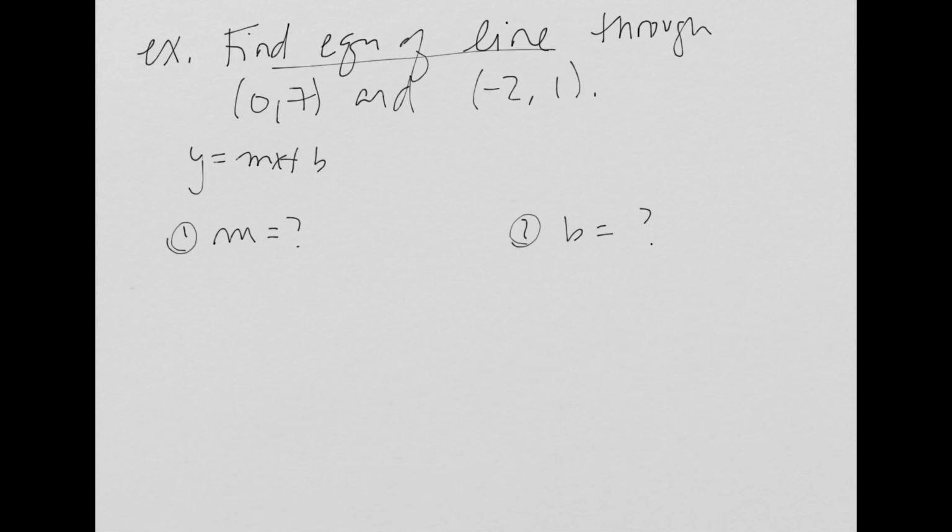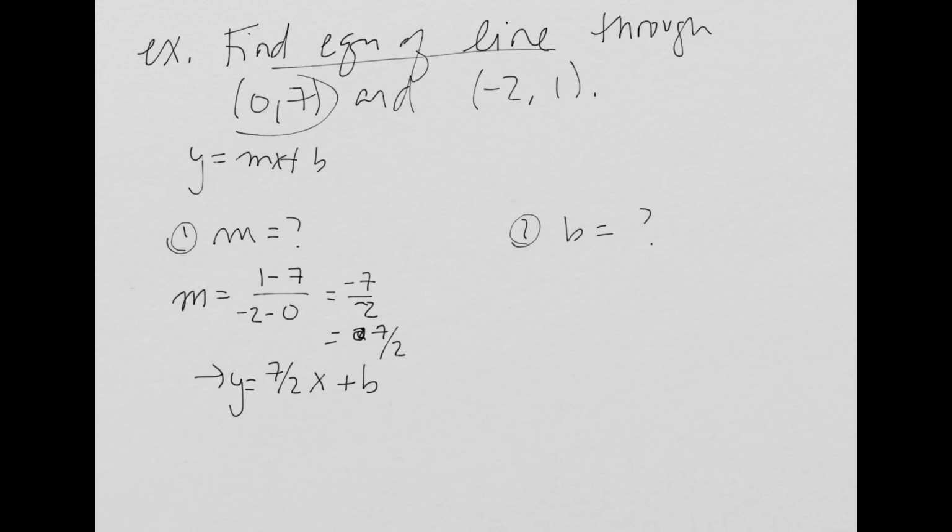For m, the slope isn't given to us in this problem, but you know how to find the slope. Remember, the slope is y2 minus y1 over x2 minus x1. So my slope is 1 minus 7, there's my y2 minus y1, over -2 minus 0. So this gives me -7 over -2, so 7 over 2. So at this point, my equation looks like y equals 7 over 2x plus b. Now I have to find b. So look in the problem. Does the problem give us the y-intercept? And it does. That point right there tells me the y-intercept. So I know that my b is 7. So the equation of the line is y equals 7 over 2x plus 7.